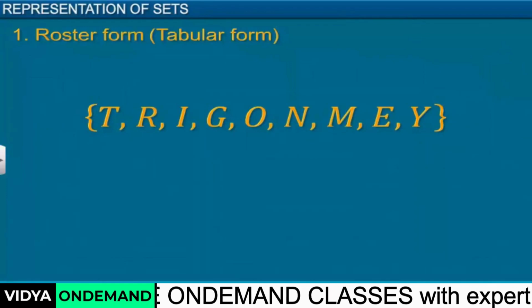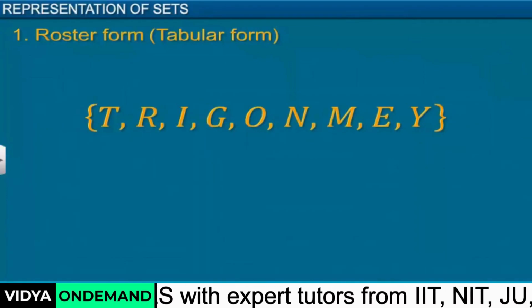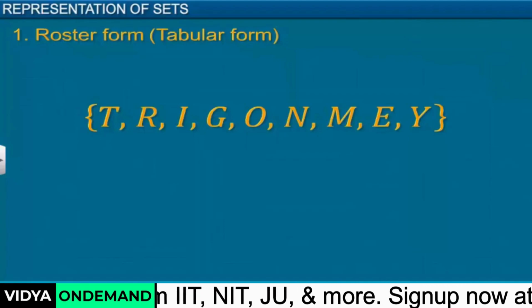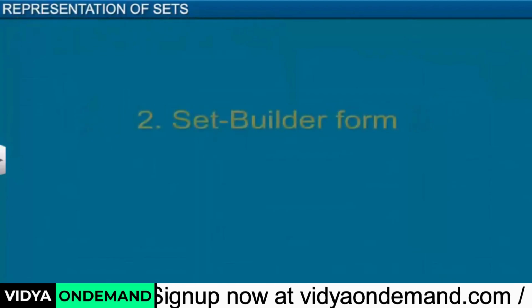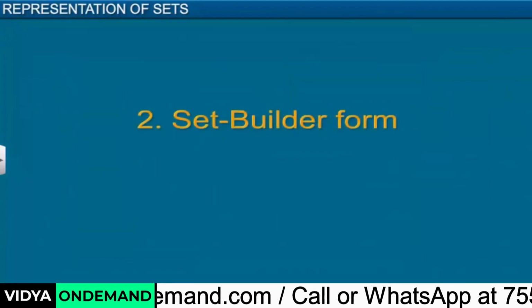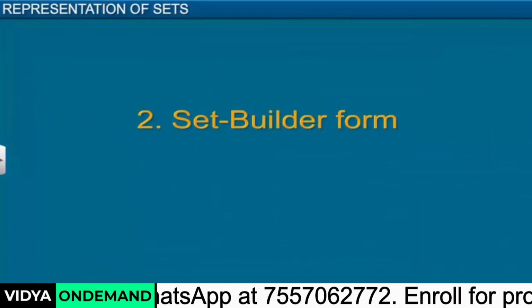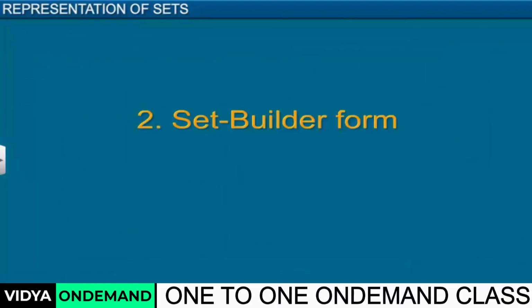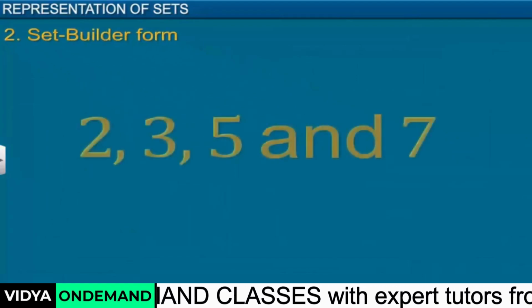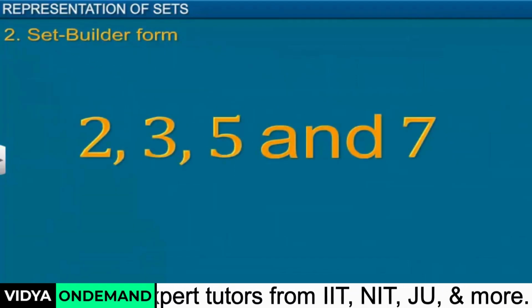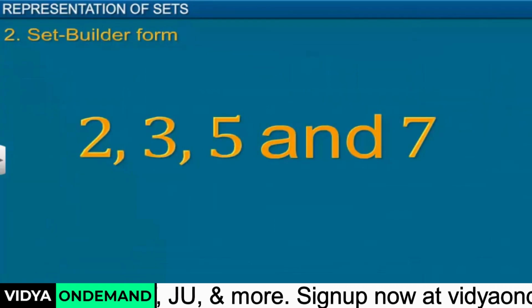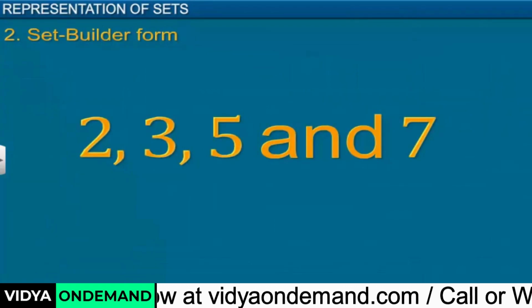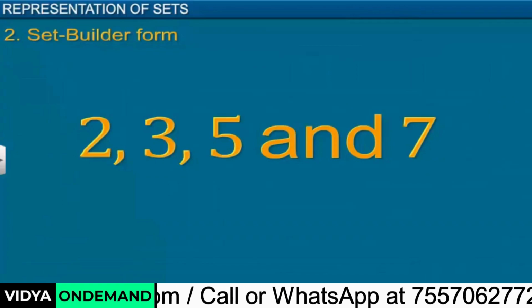While we just simply list the elements to represent a set in the roster form, the set builder form is a more concise form of a given set. Let's use the same example that we have seen previously. We have a set of numbers 2, 3, 5, and 7. In this set, every element is considered equal to a variable x.